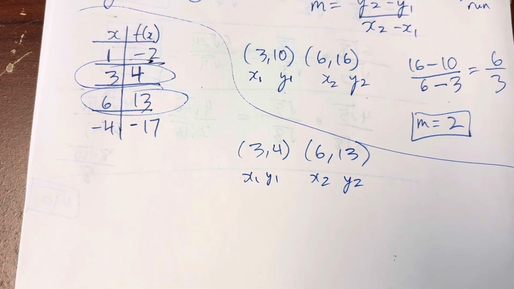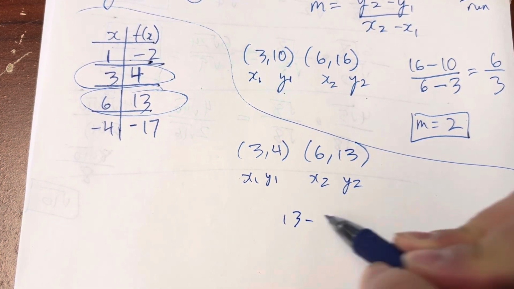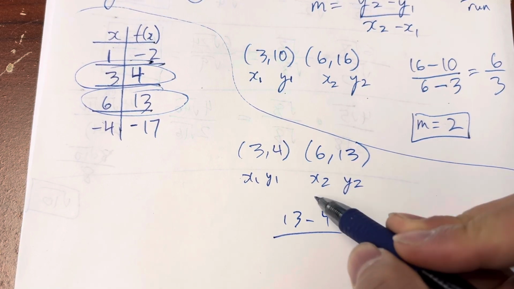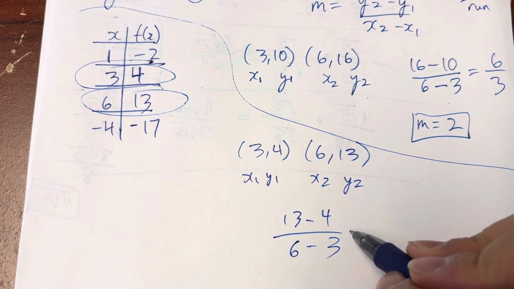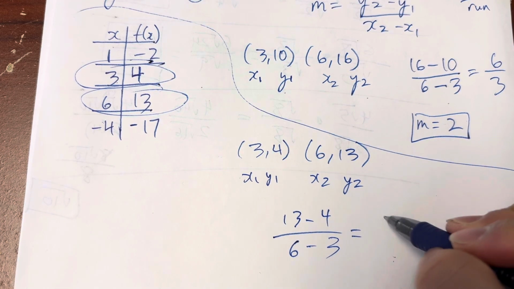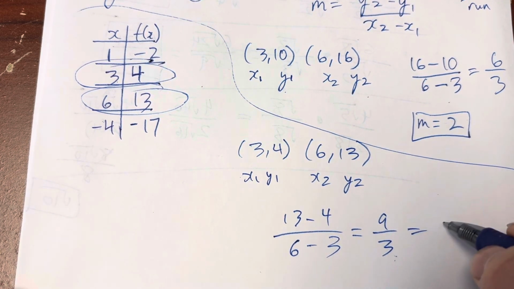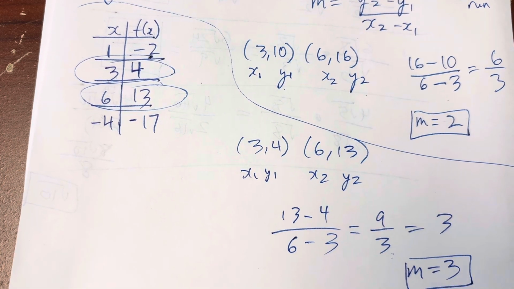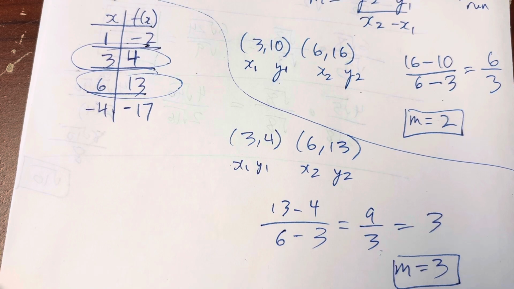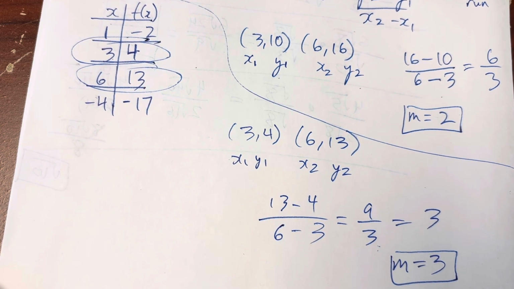Once I've labeled, I'll just apply the formula, which is already up top, y2 minus y1 over x2 minus x1. So y2 is 13 minus y1, which is 4, over x2, which is 6, minus x1, which is 3. And then all I have to do is subtract. 13 minus 4 is going to give me 9. 6 minus 3 is going to give you 3. And 9 divided by 3 is going to give me 3. Therefore, my slope is equal to 3. And that's how you calculate slope or the rate of change from a table or a set of coordinates.